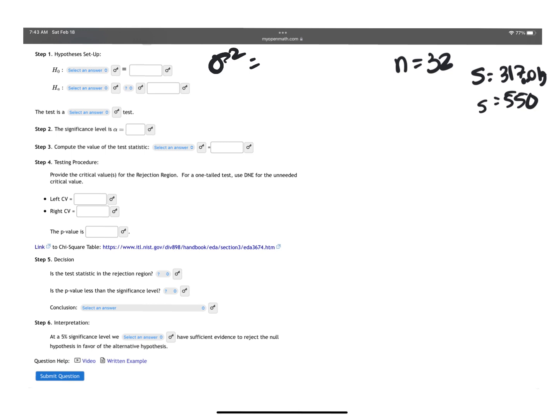And then the test is sigma squared. Again, we're testing against boys. This is what we're testing against. Please remember to square it because they gave you the standard deviation. And it says is girls less than boys, again, a left-tailed test. All right. This test is left-tailed. The significance level, they give us in the problem, is 5%, so 0.05.